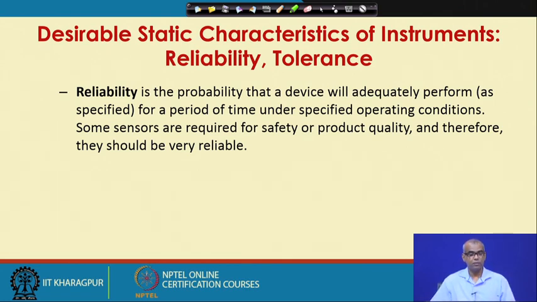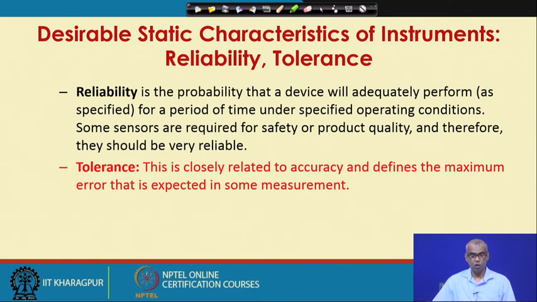Let us talk about another set of desirable static characteristics, reliability and tolerance. Reliability is the probability that a device will adequately perform as specified for a period of time under specified operating conditions. Some sensors are required for safety or product quality, and therefore, they should be very, very reliable. Tolerance is closely related to accuracy and defines the maximum error that is expected in some measurement.